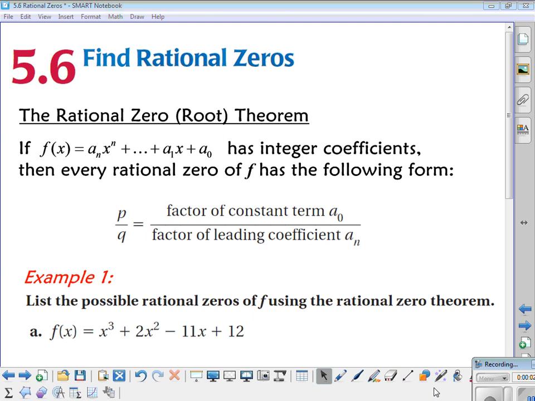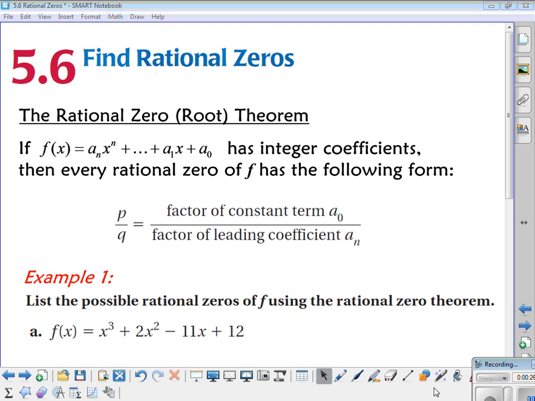All right, so today we're going to be talking about finding rational zeros. So far, they've been giving you one of the zeros, and you were finding the other two. Now we're going to find a way where we can find them all for ourselves without being given one to begin with. To do that, we're going to use the rational zero theorem, also known as the rational root theorem, because zeros and roots are the same thing, right?